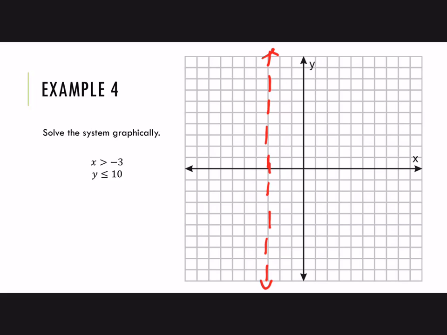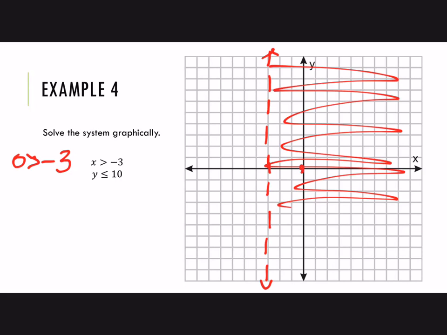All right, how about shading? I can still use (0, 0) as a test point. I'm just going to plug half of it in because I don't really care what y is in this inequality. So I substitute 0 for x. 0 is greater than or equal to negative 3. Or I'm sorry, 0 is greater than negative 3. That is true, so I'm going to shade that side of the boundary line.